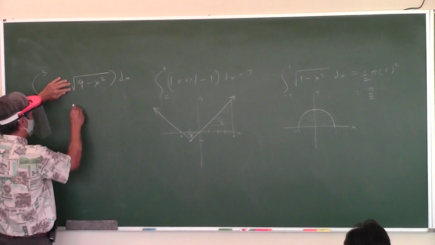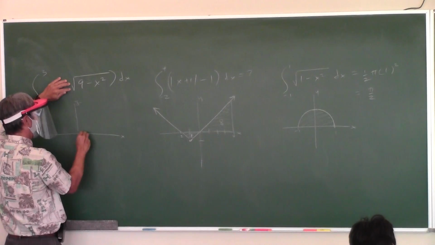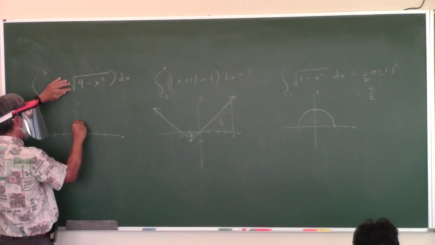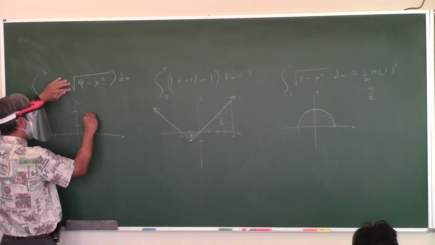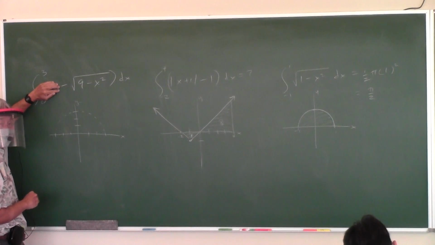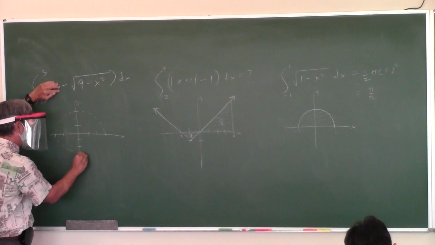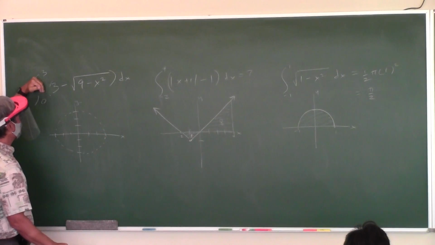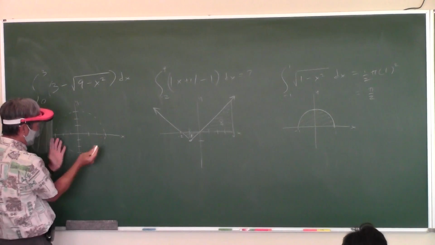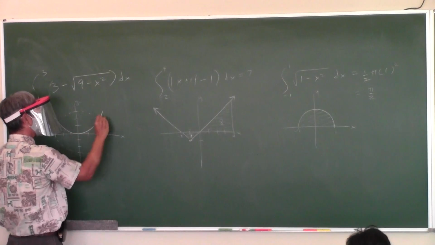Okay? So let's see. The key is, if you don't draw the graph correctly, you're not going to get anything. 1, 2, 3. 1, 2, 3. So the graph looks like this, right? What does that minus sign do? It reflects it over the x-axis. So now it looks like this. And then what does the plus 3 do? It shifts it up 3. So this graph here has to move up 3. So doesn't the graph look like this then?